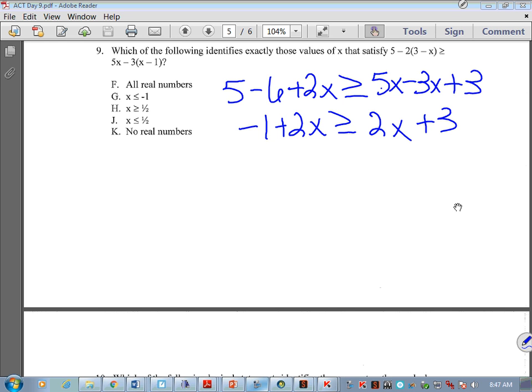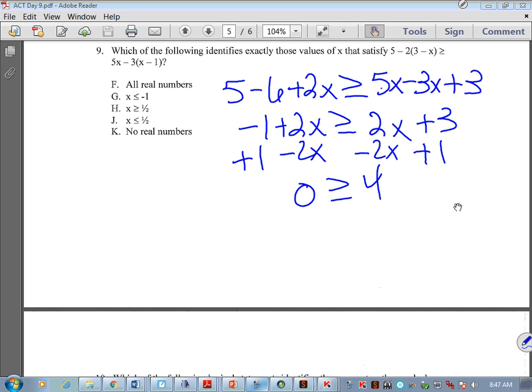Well, I could add 1 to this side, and I could subtract 2x. That gives me 0 is greater than or equal to 4. Now, if that had said 0 is less than or equal to 4, I would have wound up with F as an answer because that is true. No matter what I put in for x, I would get a true statement. But is 0 ever greater than or equal to 4?